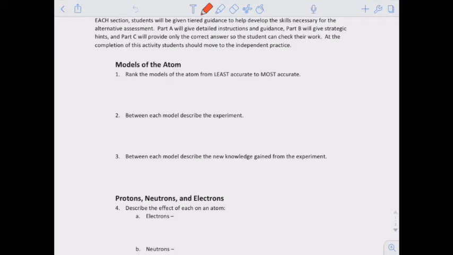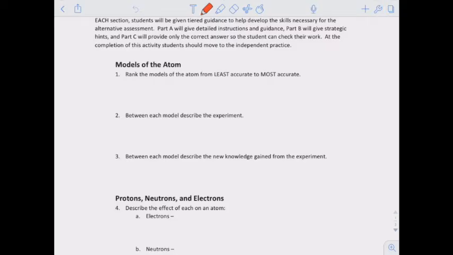Number 3 says between each model, describe the new knowledge gained from the experiment. As we said before, Dalton was the first to say that there was an atom, and he empirically tested it. Then J.J. Thomson said that there were positive and negatively charged particles. Ernest Rutherford said that there is a dense packed nucleus with electrons surrounding it. And Niels Bohr said that there were quantized energy levels, meaning very specific energy levels for those electrons to be in.